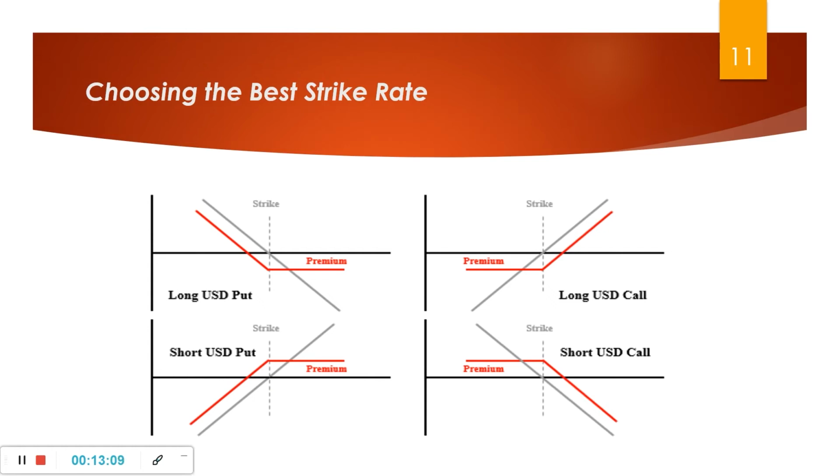Break-even rate. If the exchange rate at the expiry date of the option is more favorable than the option strike rate, the option will not be exercised and the company will deal at the prevailing spot exchange rate. The exchange rate at which the premium cost is recouped is known as the break-even rate.